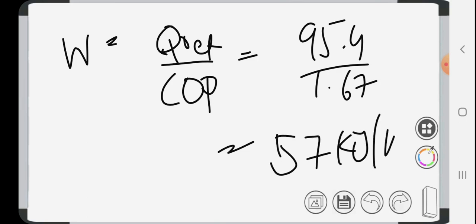57 kilojoule per kilogram. So make sure that your values are accurate. I'm just rounding up the values in some calculation. Okay, so you got a W for unit kilogram of mass. It is 57 kilojoule per kilogram. So students, how to find the mass?